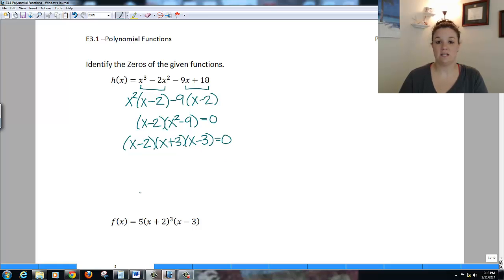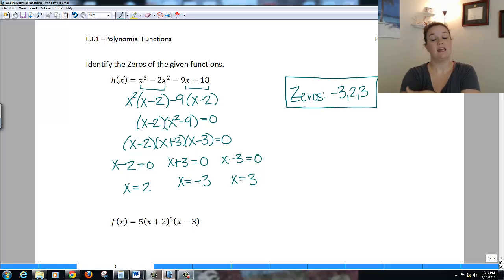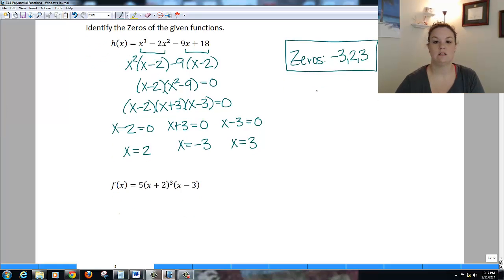Okay. Once I have each one completely factored, then I just set each one equal to 0 and solve. So here when I move my 2 over, I get x equals 2. When I move my 3 over, I get x equals negative 3. When I move my negative 3 over, I get positive 3. So that means that the zeros of this h of x function are negative 3, 2, and 3. Those are also my x-intercepts. If it asks for them as x-intercepts, make sure you enter them as ordered pairs. Okay, let's look at another one.